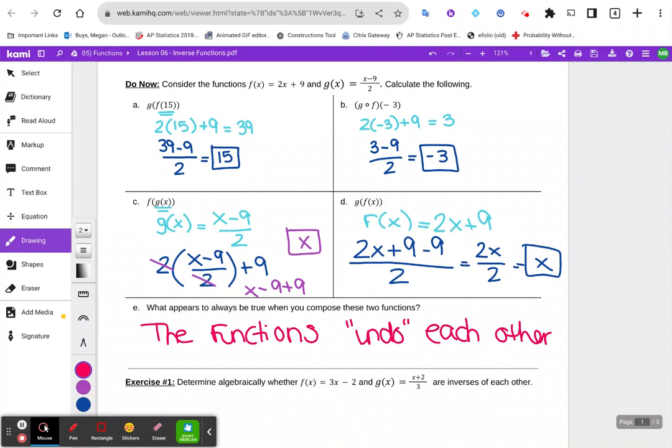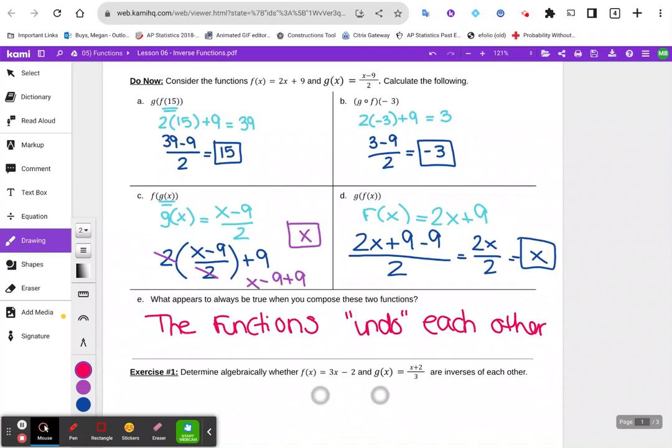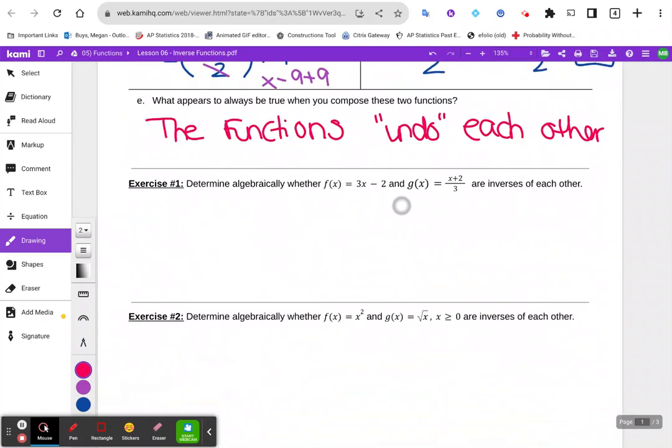So what I'm looking at is that these functions undo each other. So whenever I have 2 functions that undo each other, they're known as inverses. Now, when I go to look at this algebraically, I have f of x equals 3x minus 2, and g of x equals (x plus 2) divided by 3. They're inverses of each other. We've got to prove that, though.